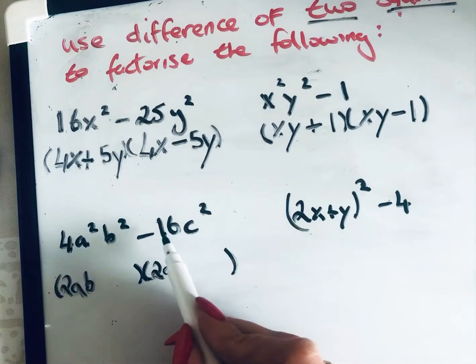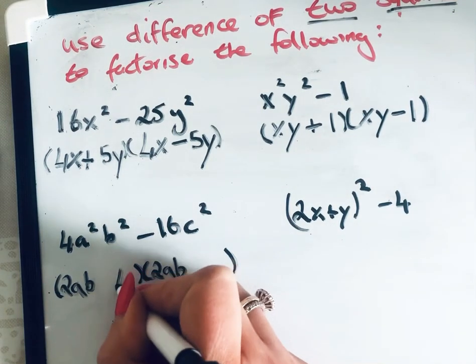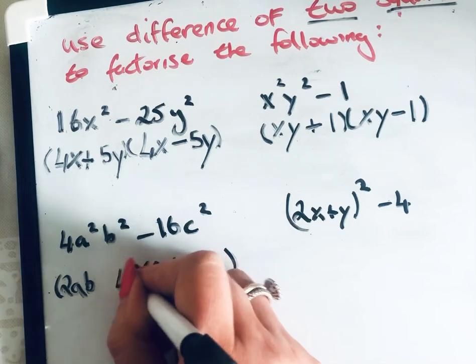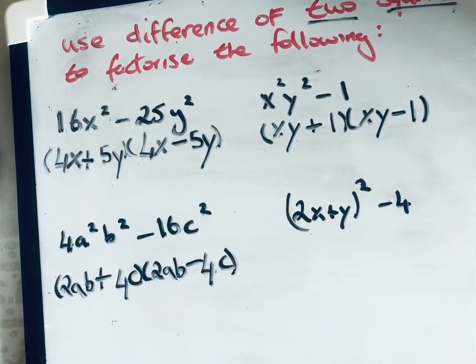And then we say, what two same numbers give us 16? So 4 and 4. And then what two same letters give us c squared? So c and c. And we put a plus in one and a negative in the other.